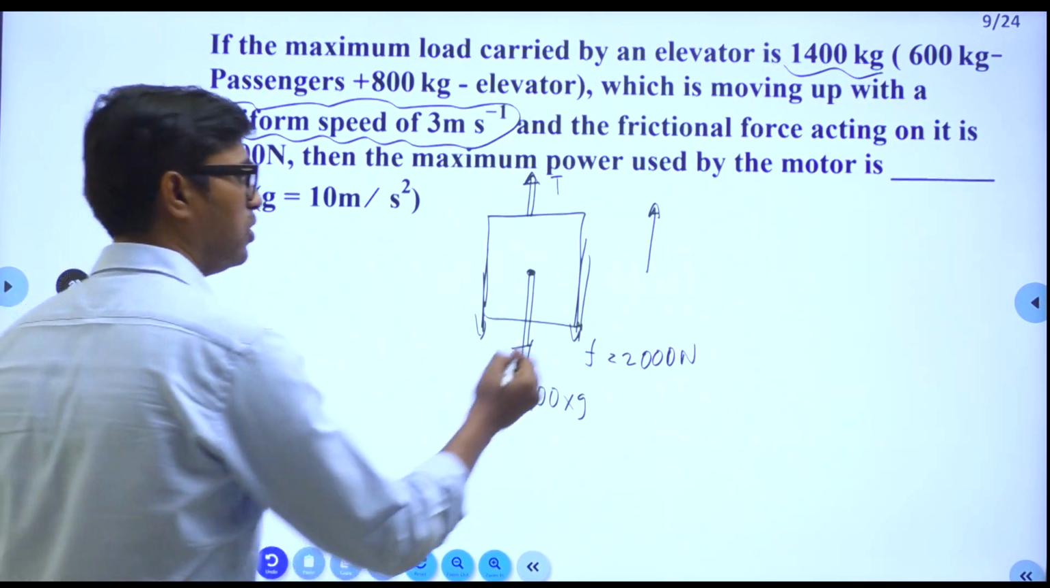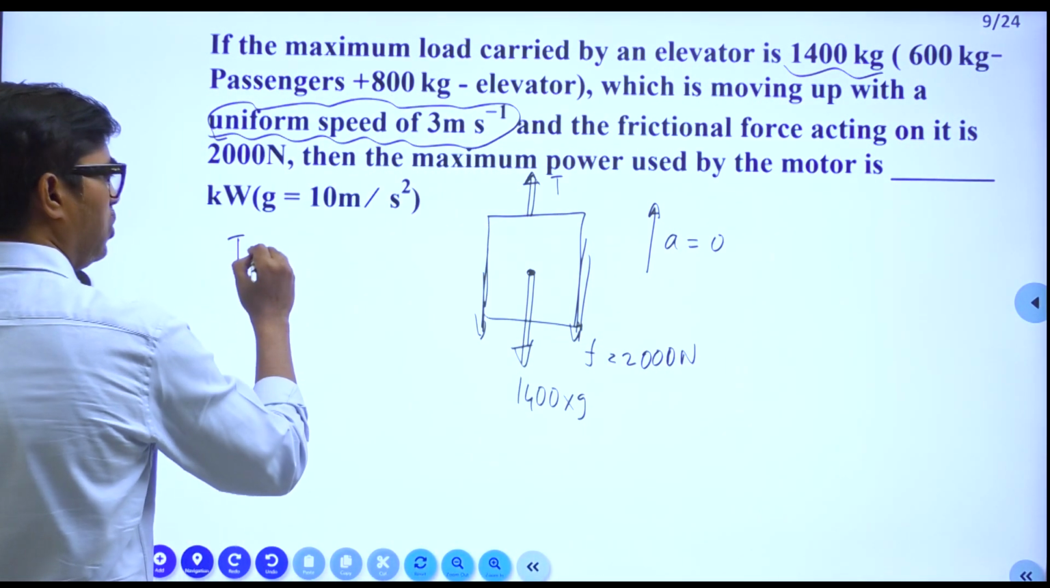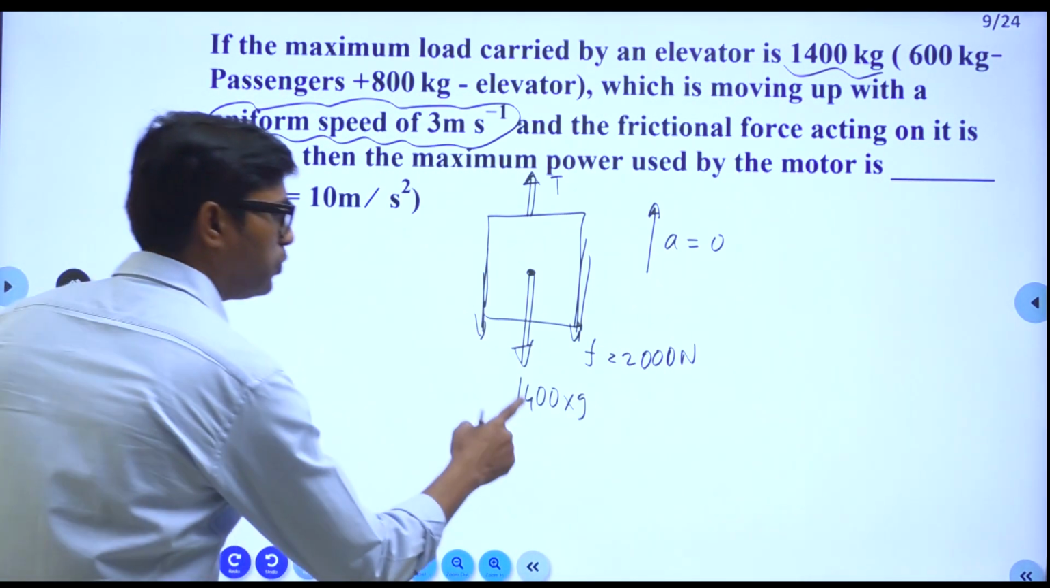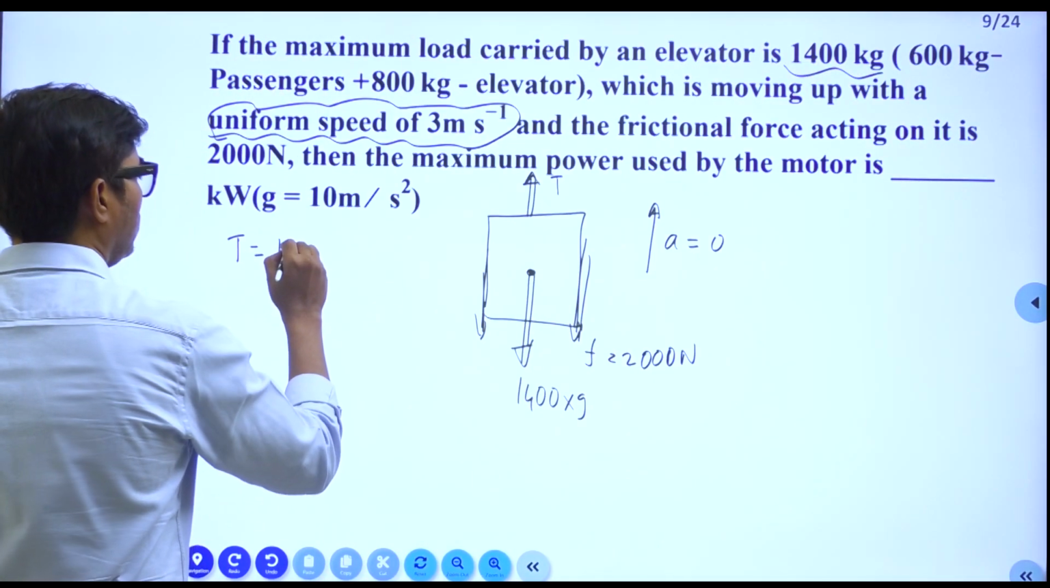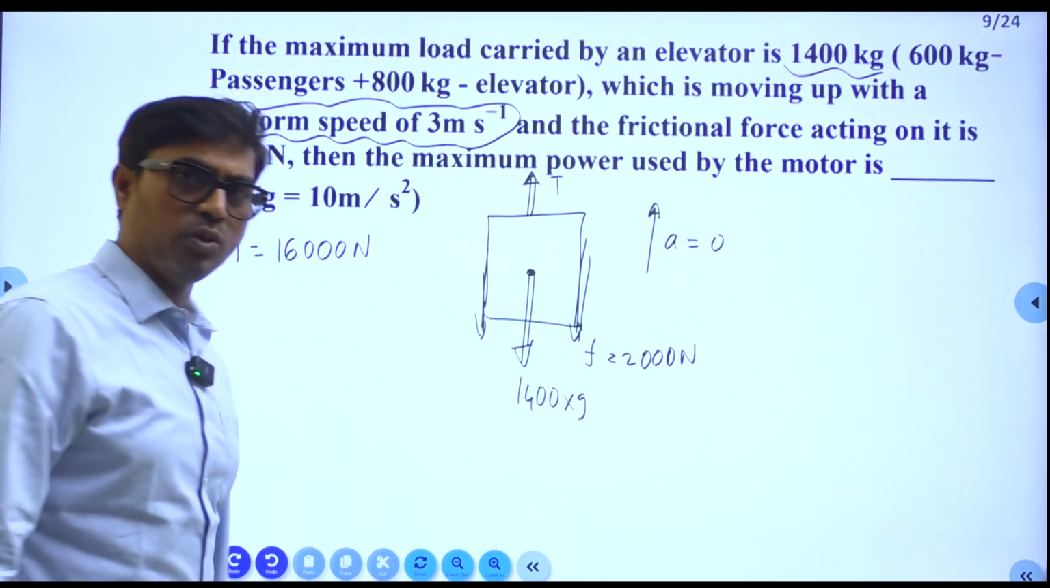Because it is going with constant velocity, acceleration is 0. That means the tension in the cable would be the summation of this. This is 14,000 and this is 2000. You will get 16,000 Newton. That is the tension in the cable.